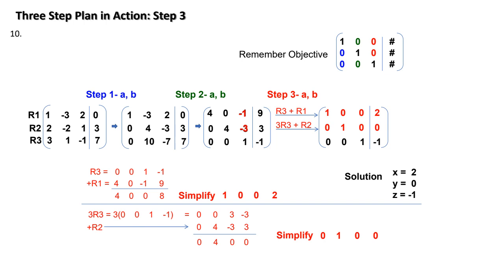I have a 1 for the x, 0 for the y, 0 for the z; 0 for the x, 1 for the y, 0 for the z. We have 0 for the x, 0 for the y, 1 for the z. And the right side, what this is equal to, this is telling me that x is equal to 2, y is equal to 0, and z is equal to negative 1.